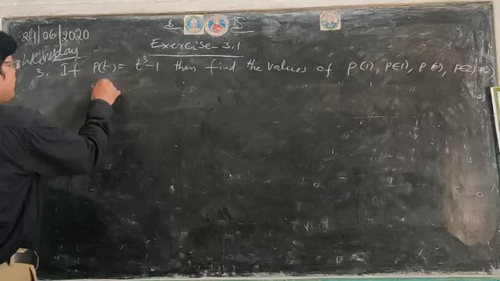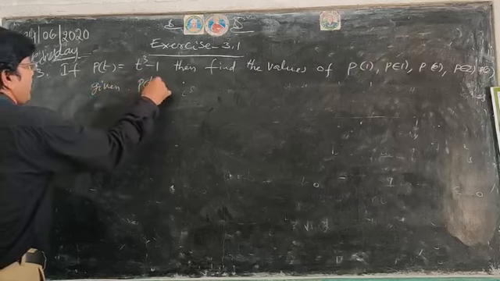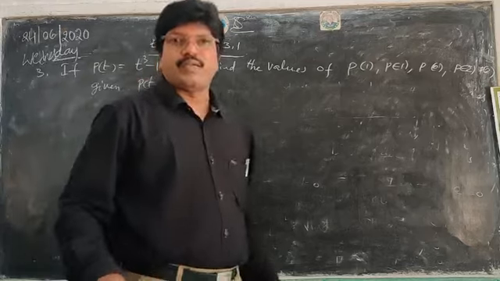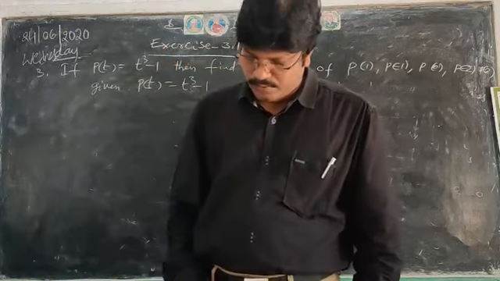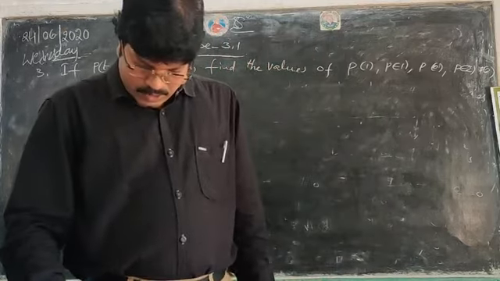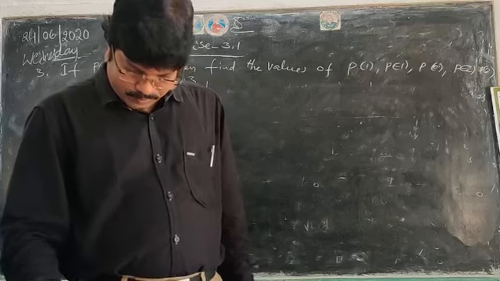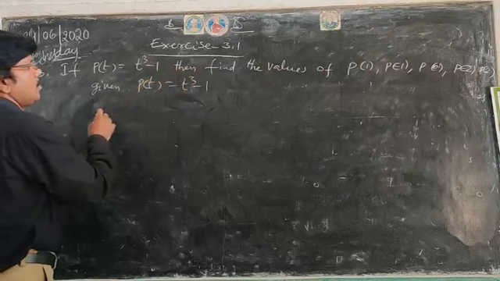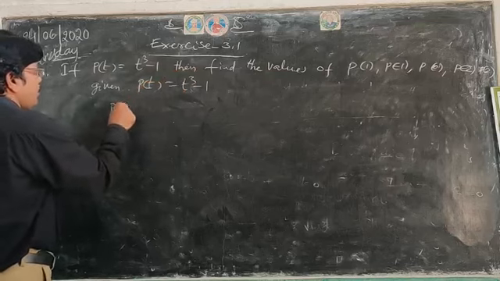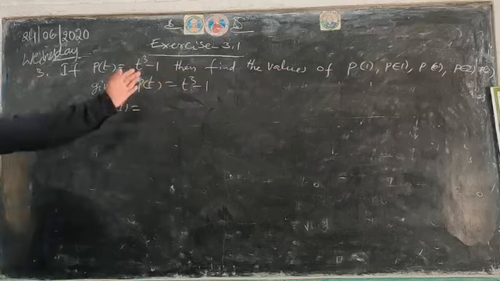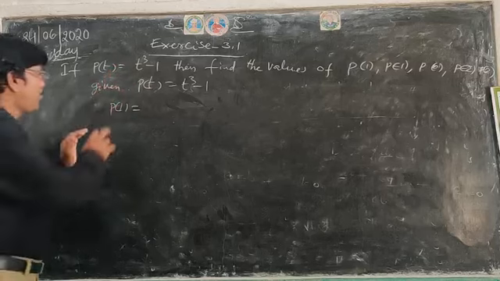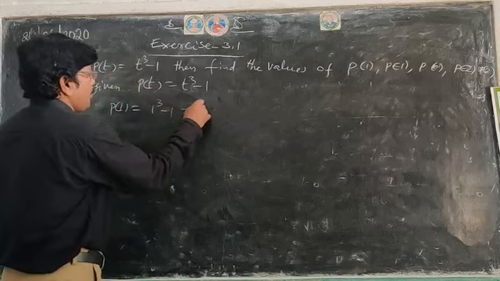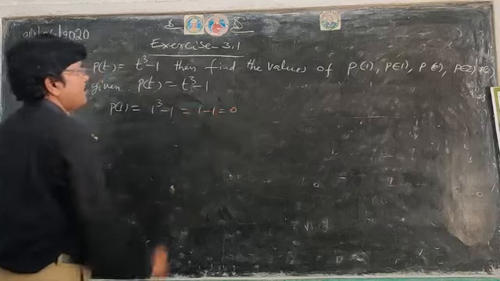Given P of t equal to t cube minus 1. So P of 1. Substitute instead of t the value of 1: 1 cube minus 1. 1 cube means 1, minus 1 is 0.